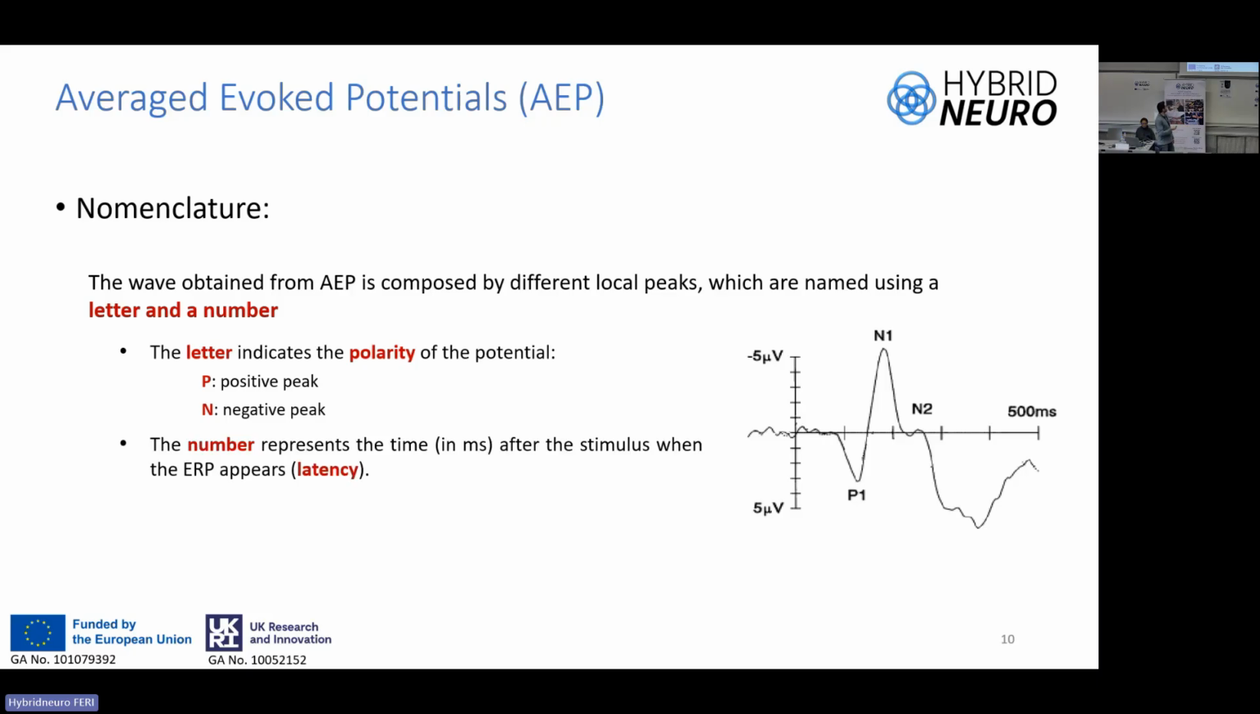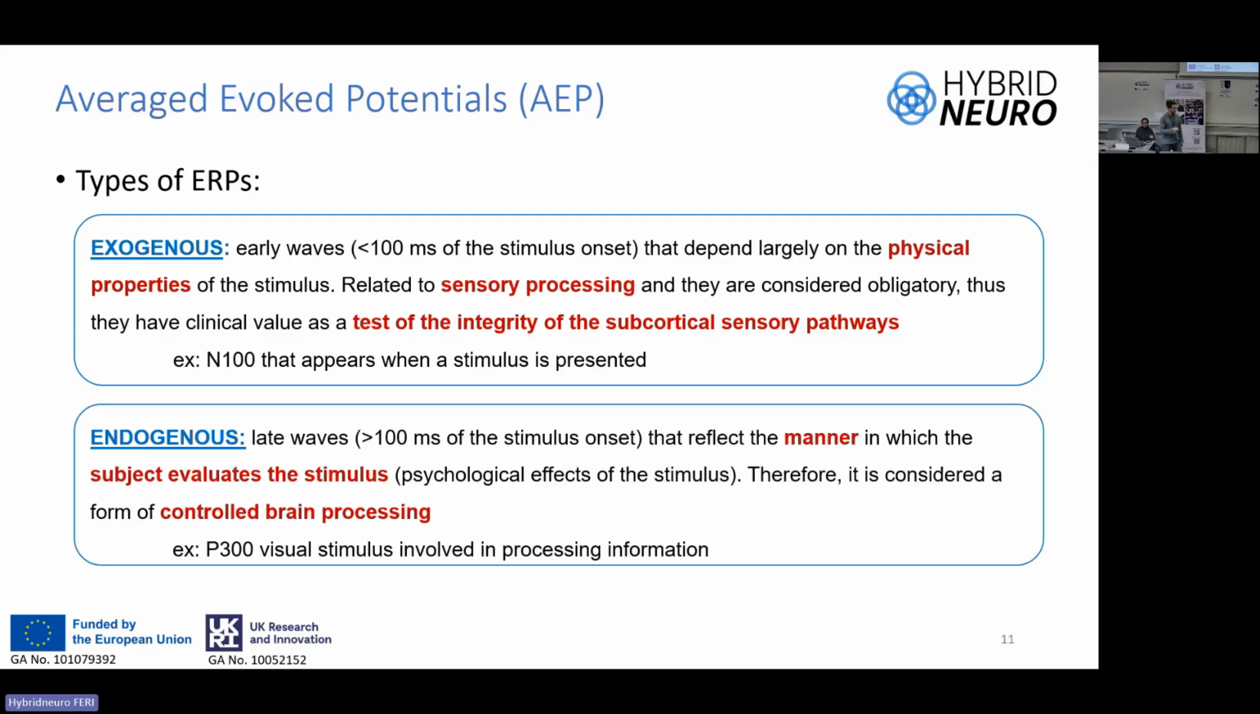The nomenclature, I will pass a little bit quickly. Basically, it depends on the polarity of these potentials. P means positive peak, and N means negative peak, and the number represents more or less the time in milliseconds. So the P300 is a positive peak that occurs more or less at 300 milliseconds, or maybe the N100.